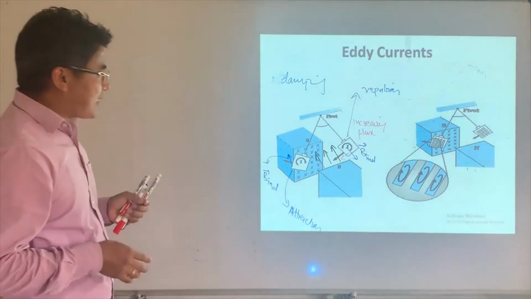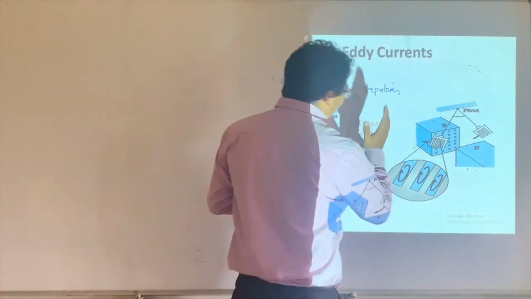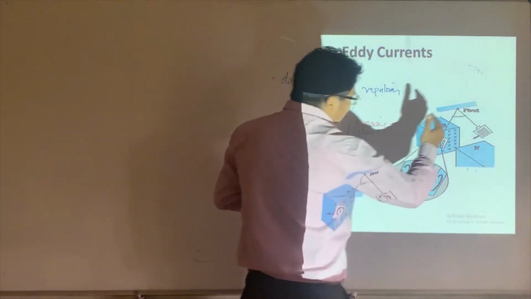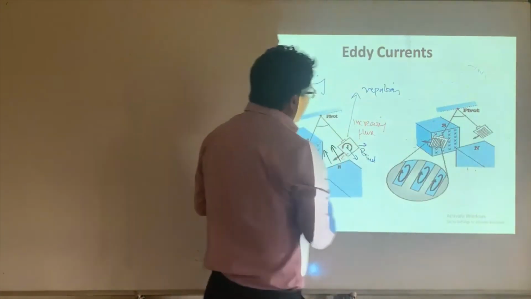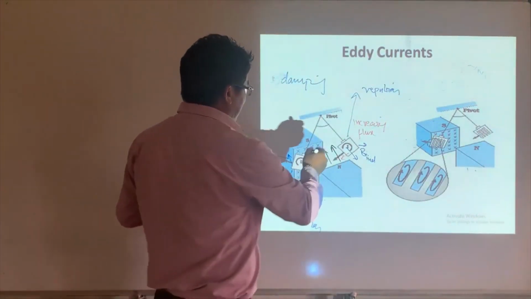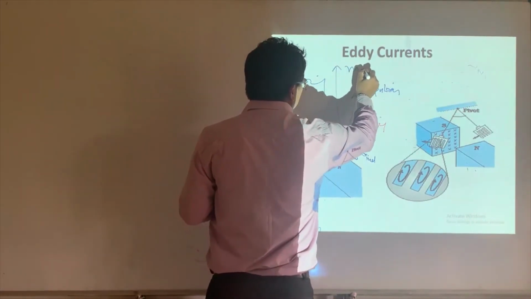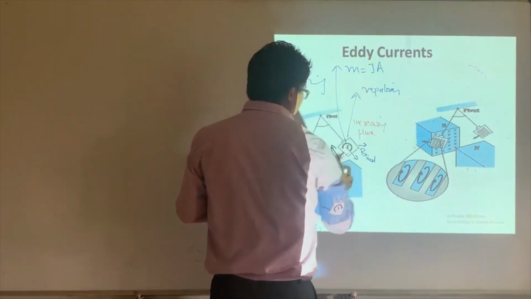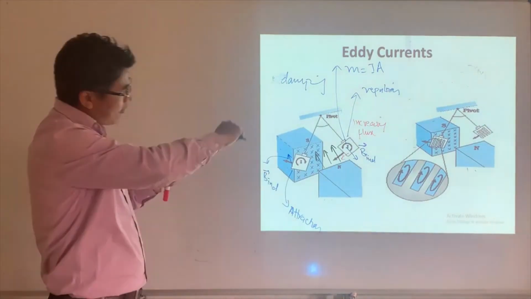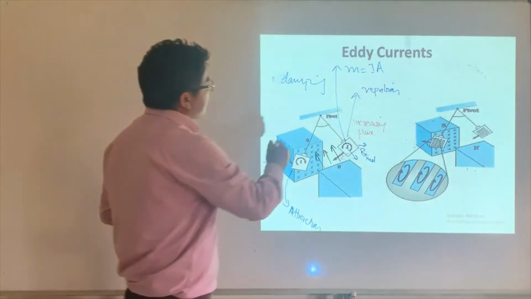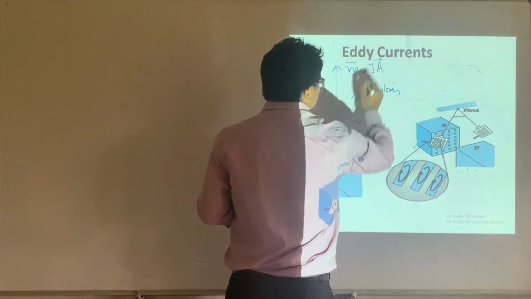Now, how to reduce it? He performed this experiment: he cut this. And what about the magnetic moment? The magnetic moment is going to be IA, where A is the area of this coil or metal piece. IA is the magnetic moment.